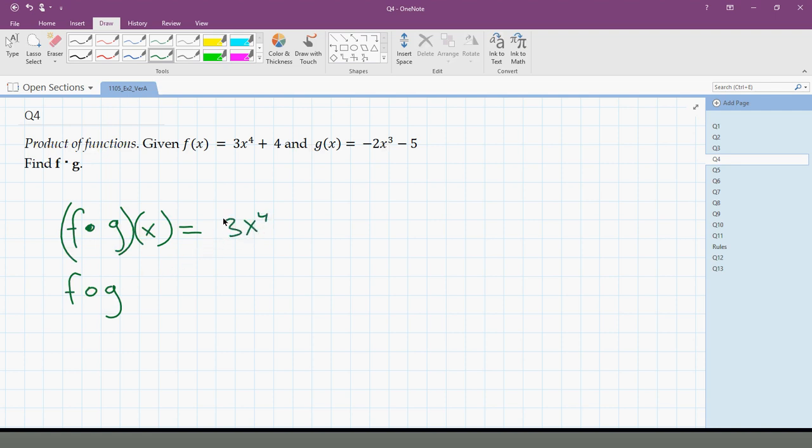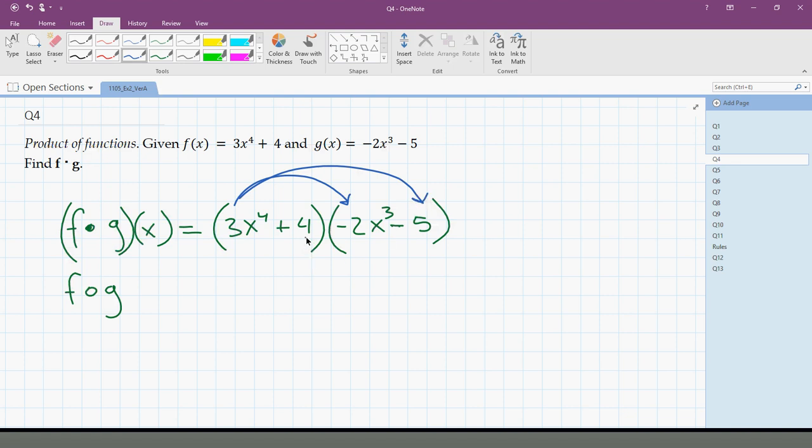So I'm going to rewrite both of the functions in parentheses so I know they have to FOIL. FOIL meaning I'm going to multiply these two and the second one by the other two. So I have negative 2 times 3 is going to give me negative 6. And add the exponents of x's. So it's going to be x to the 7th.